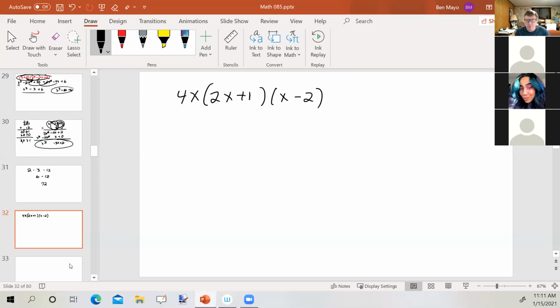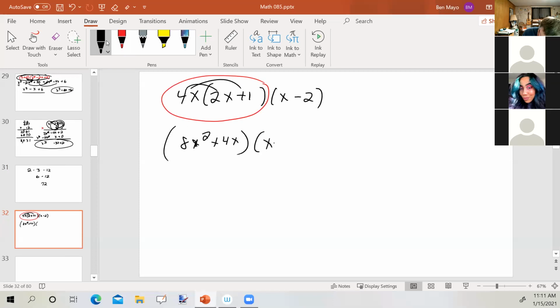So now we've got 3 things we're multiplying together: the 4x, the 2x plus 1, and the x minus 2. We're only going to do 2 at a time. We're not going to take the 4x times the 2x and then times the 1 and then times the minus 2. We're just going to do these 2 things first, okay? So this is going to give me 8x squared plus 4x.